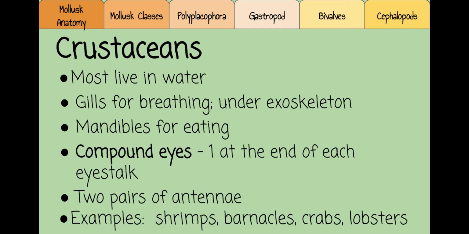Crustaceans. Most live in the water. They have gills for breathing under the exoskeleton. You'll see this when we dissect a crayfish. Mandibles for eating, mouth parts, that is. Compound eyes, 1 at the end of each eye stalk, 2 pairs of antennae. Examples would be shrimps, barnacles, crabs, and lobsters.